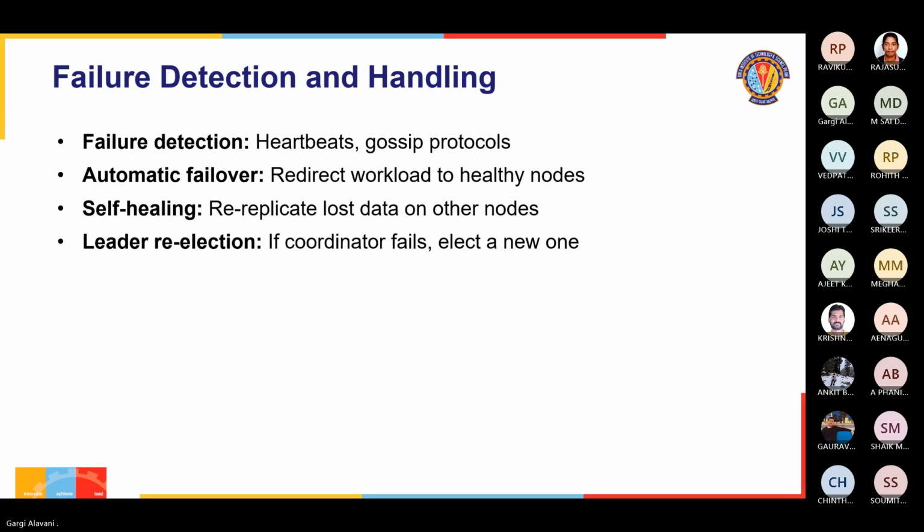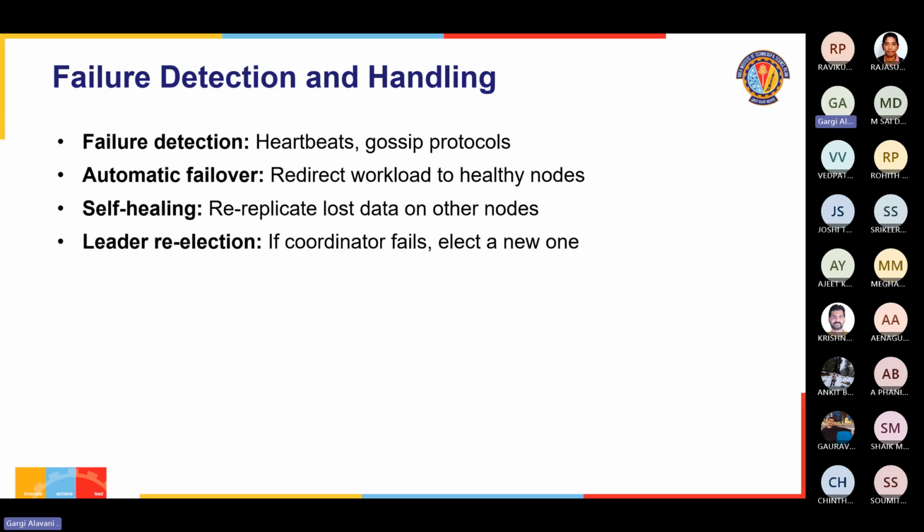Now, redundancy is effective only if the system can detect failures quickly and respond intelligently. So how do you do the detection and how do you handle such scenarios? Systems often use heartbeats, which I think you discussed in the initial classes, or gossip protocols to detect if there are any dead nodes. Once you detect, they reroute the task to other healthy nodes, and this is called automatic failover.